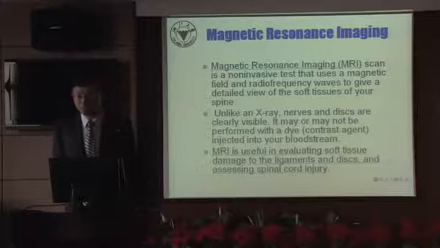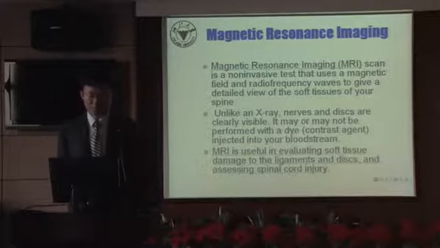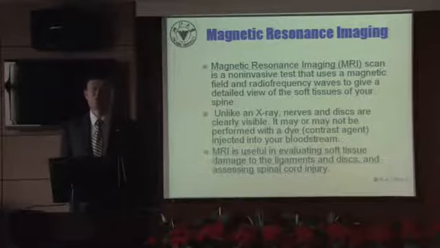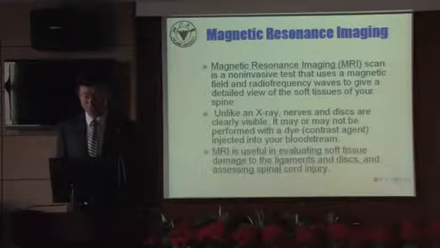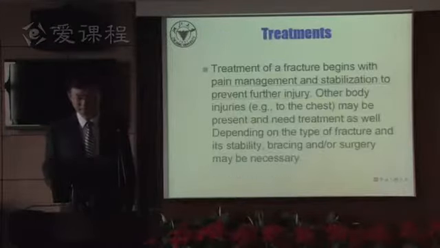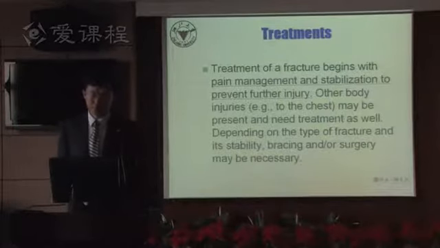Magnetic resonance imaging. An MRI scan is a non-invasive test. MRI is useful in evaluating soft tissue damage to the ligaments and the discs and assessing spinal cord injury. Treatments. Treatment of fracture begins with pain management and stabilization to prevent further injury.